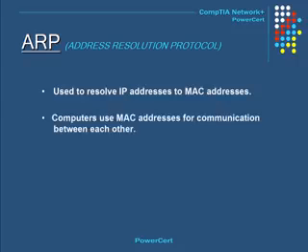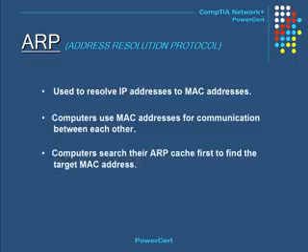So for example, let's say a computer wants to communicate with another one. Now it will first look at its internal list called an ARP cache to see if the targeted computer's IP address already has a matching MAC address in its table.